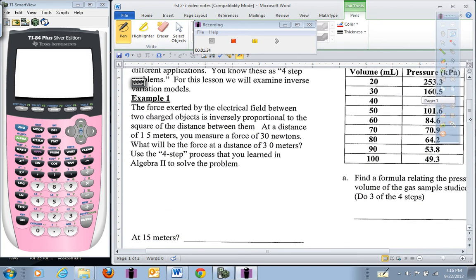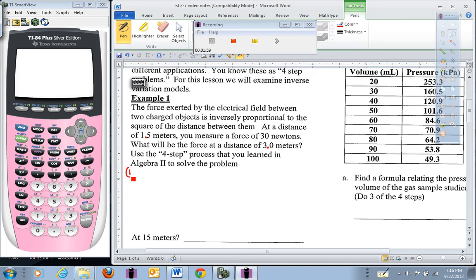Okay, so example 1 says, force exerted by the electrical field between two charged objects is inversely proportional to the square of the distance between them. At a distance of 1.5 meters, you measure a force of 30 newtons. What will be the force at a distance of 3.0 meters? Use the four-step process that you learned in Algebra 2 to help you solve this problem.